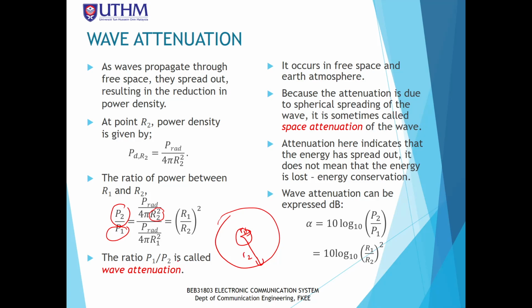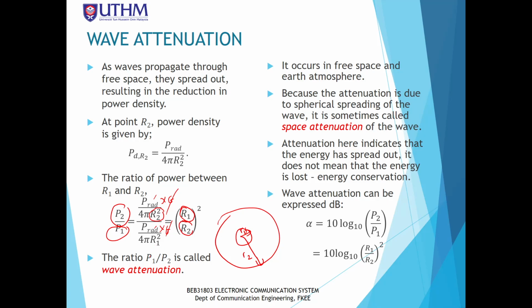R2. So you see that power radiation is divided by 4 pi R2 squared, and then divided by power radiation over 4 pi R1 squared. You need to multiply it with G. So actually there is a G here as well. But since the G is the same, we can cancel out the G. Even the power can also be cancelled out. So at last, we get the ratio of P radiation equal to R1 over R2 squared.